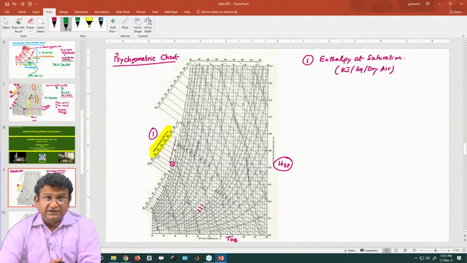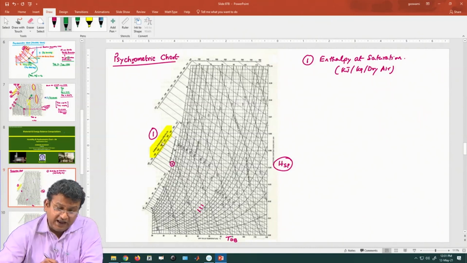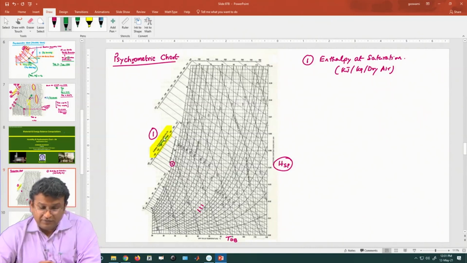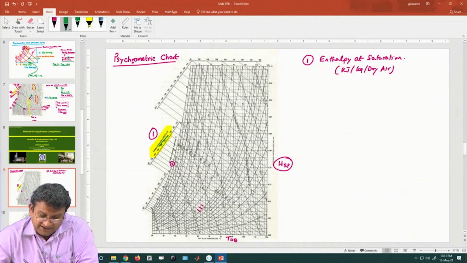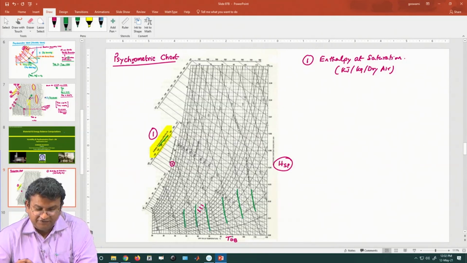But then comes the question: if you have humid air which is not 100% saturated, you can't use it, because this is at saturation. There is something else that you can use, and for that you have these set of lines. You see these nearly vertical, but slightly curved lines. These are the third set of lines actually. There are three sets of lines.